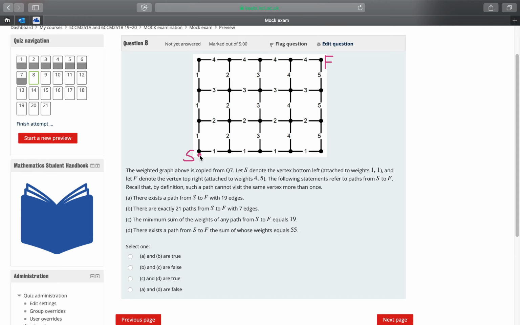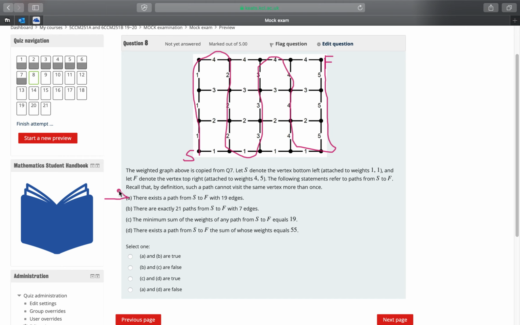A bit of thought will make you realise that you can do this. And how many edges are there? Vertically there are 1, 2, 3, 4, 5, 15. And horizontally there are 4. So this is actually true. There is a path with 19 edges. Maybe that's unique, I'm not sure. But anyway, that's certainly true.